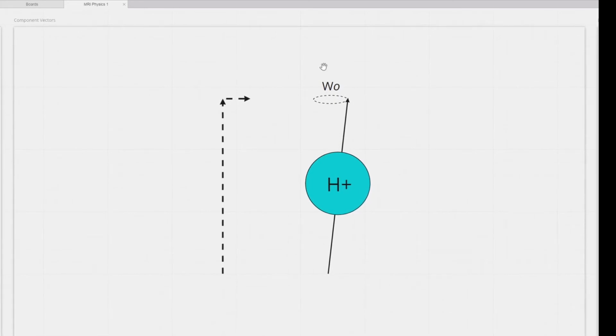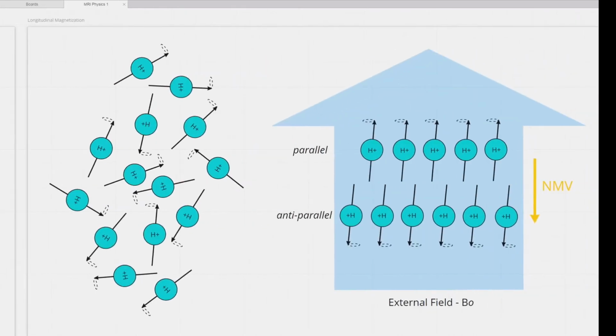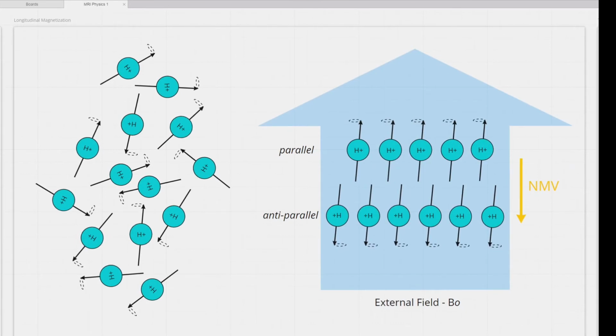So again, one more time, here's our proton, our hydrogen nucleus. It's got a vector that we can deconstruct into two individual vectors that are perpendicular to each other. And if we wanted to, we could refer to this as the longitudinal component, because it's longer, and the transverse component, because it's perpendicular to the longitudinal.